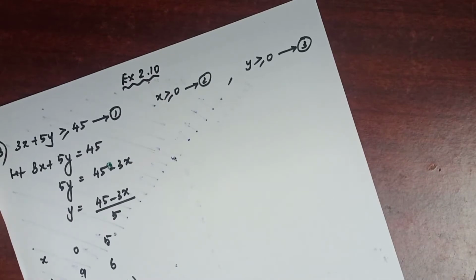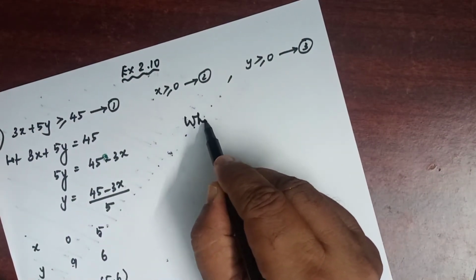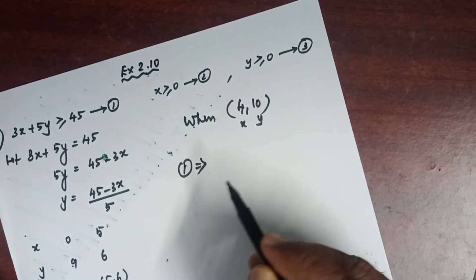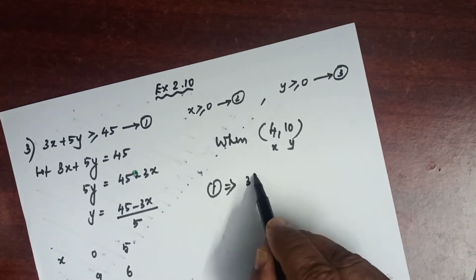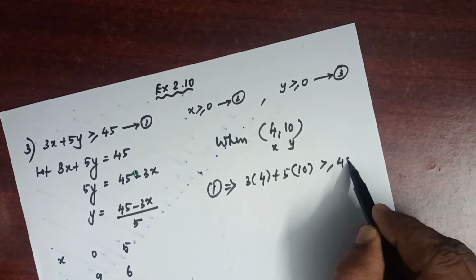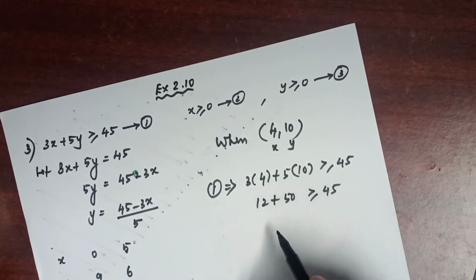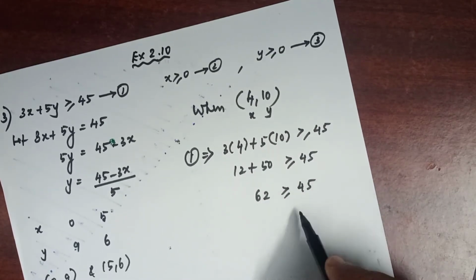So when the point is 4 comma 10, this is x, y, substitute in equation number 1. 3 into 4 plus 5 into 10, is it greater than or equal to 45? 3 4s are 12, 5 10s are 50. 12 plus 50 is 62, which is greater than or equal to 45. Yes, absolutely correct. 62 is greater than 45. True.